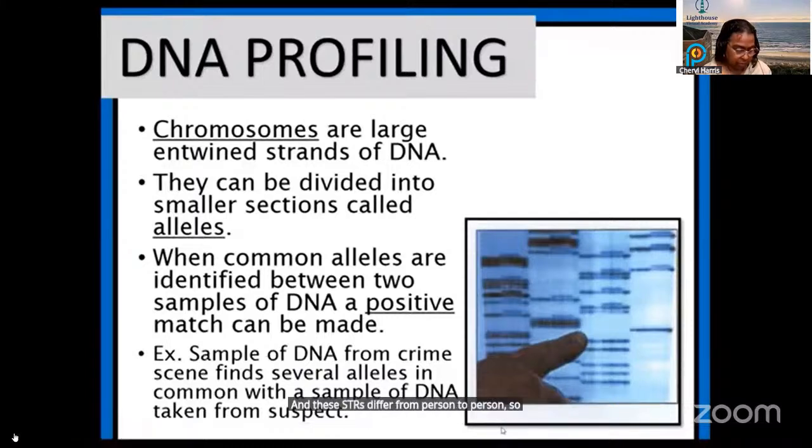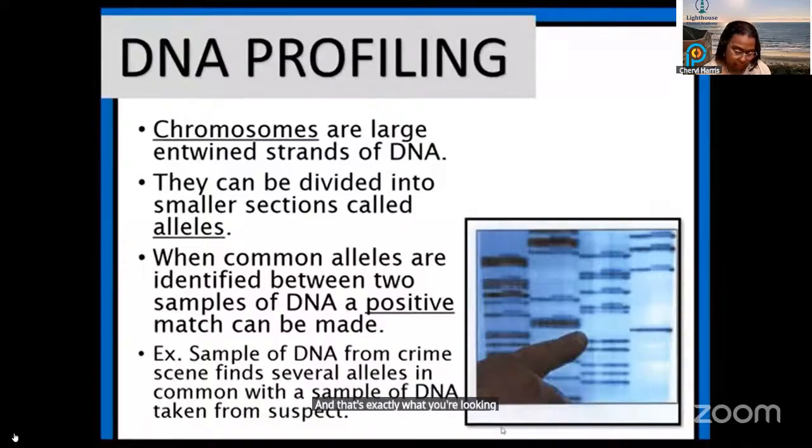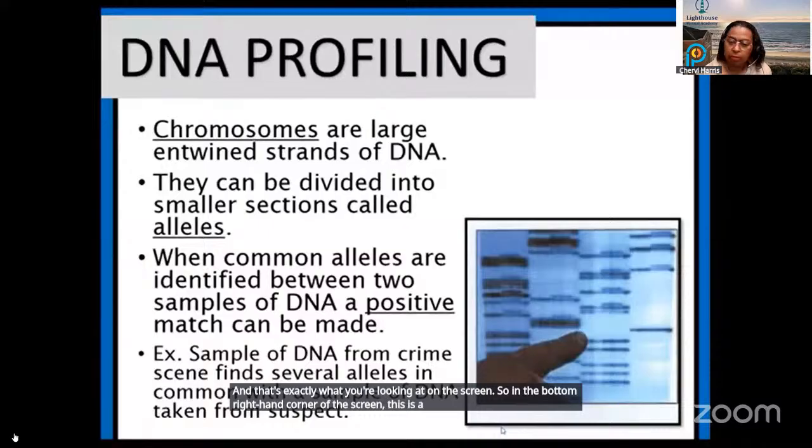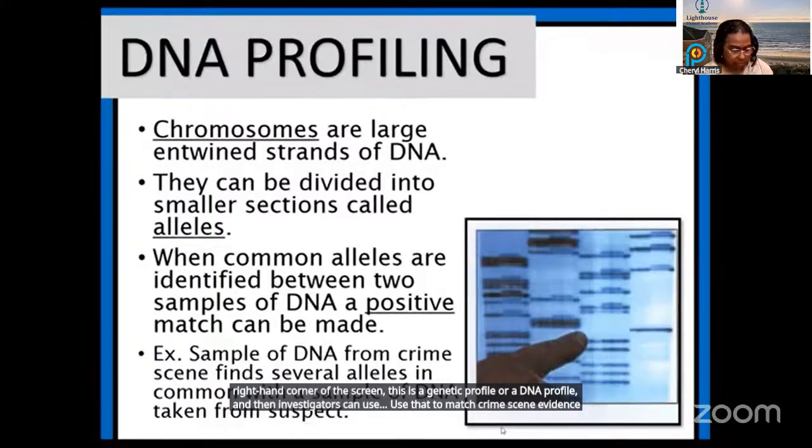So if they're extracted from the rest of the DNA, then they can generate a profile that's unique to that person. And we call this a DNA profile or a DNA fingerprint. And that's exactly what you're looking at on the screen. In the bottom right-hand corner of the screen, this is a genetic profile or a DNA profile. And then investigators can use that to match crime scene evidence to different suspects.